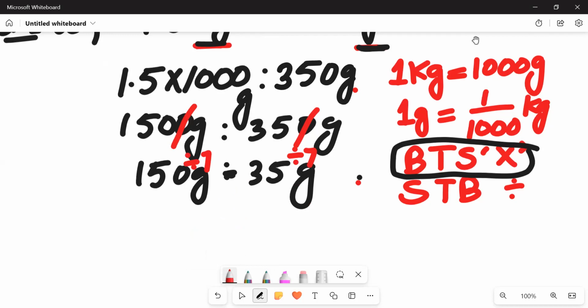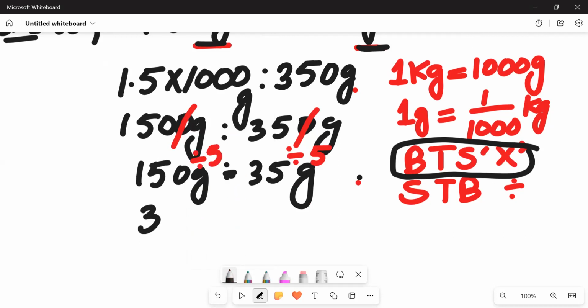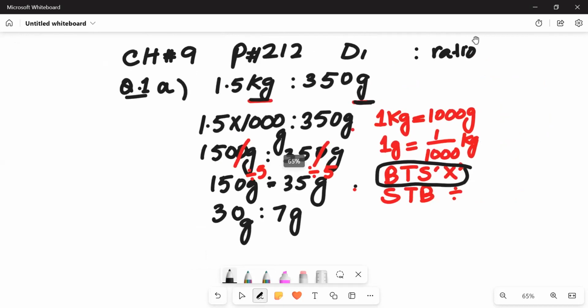No, we can divide it by 5 because the last digits are 5 and 0. So we will apply the divisibility rule of 5. So we will divide by 5. So it will be 5 threes are 15 and 0, and 5 sevens are 35. So this is the simplest form of this ratio.